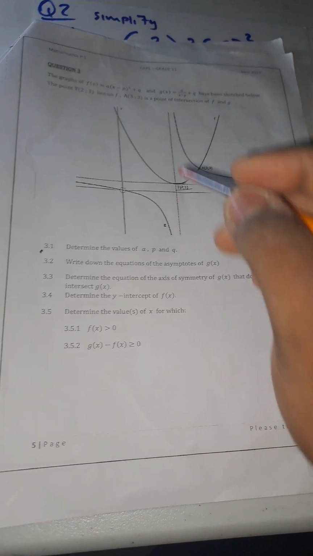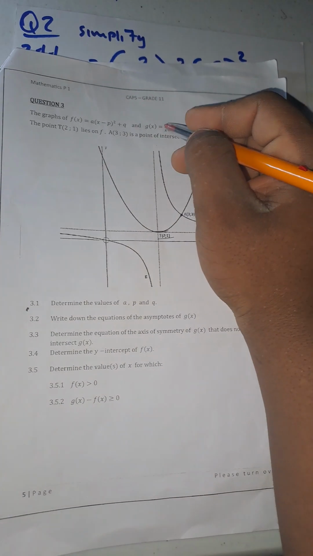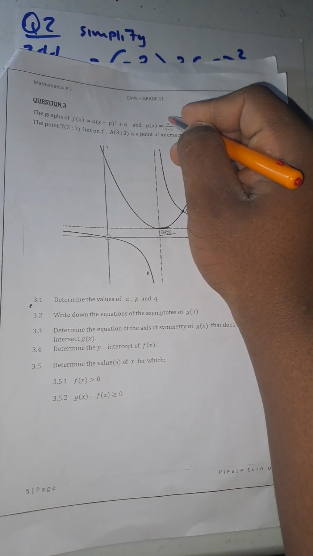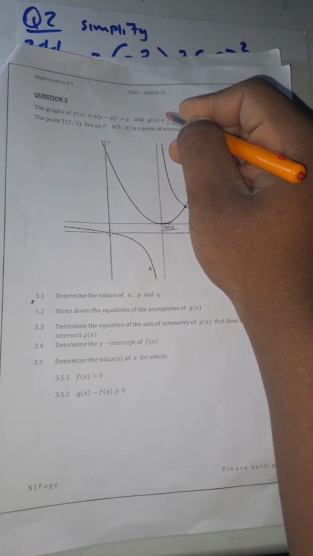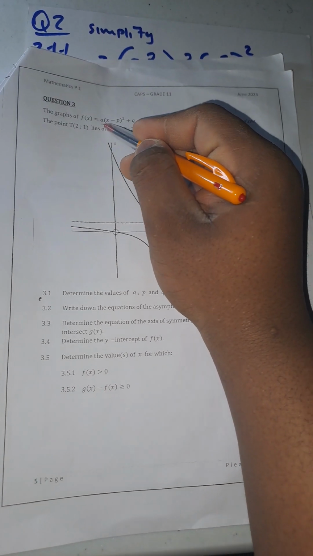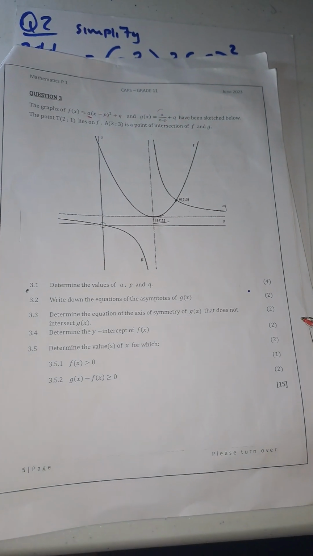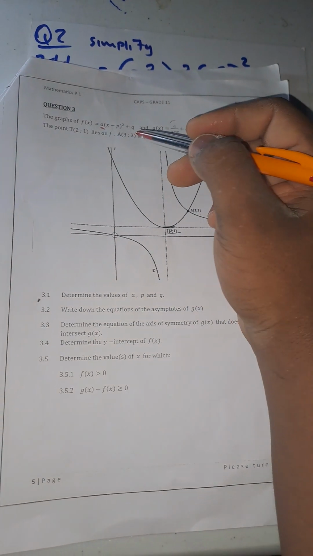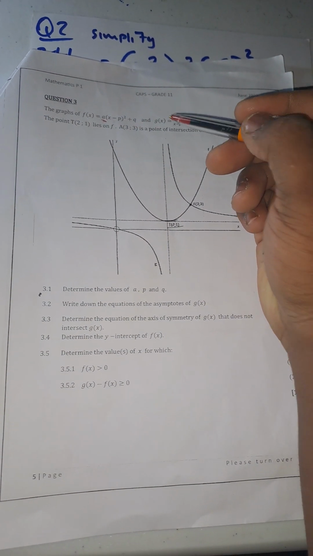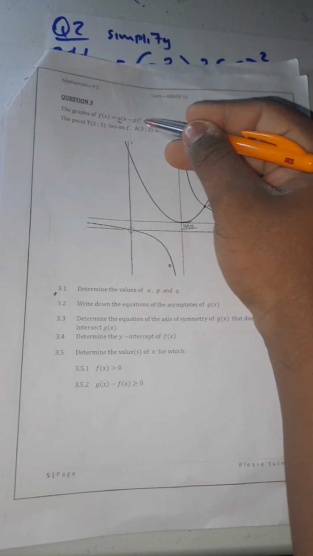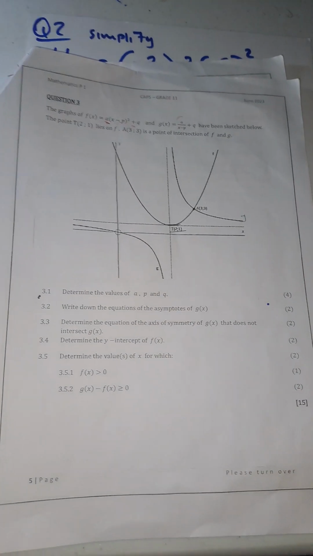So now remember, check this one. When they are saying about a, they're talking about this one. And when they're talking about p and q, they are basically talking about f of x, because this is p, this is q. Again, no problem. Let's continue.